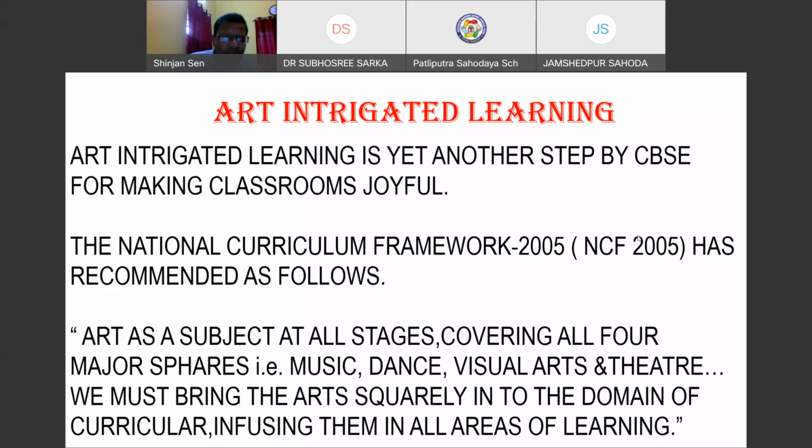What is it saying? NCF is saying that art as a subject at all stages, covering all four major spheres, that is music, dance, visual arts, and theater, and so on and so forth, we must bring the arts squarely into the domain of the curricular, infusing them in all areas of learning. Not only to a particular fixed area, we will infuse them, join them, inculcate them in all areas of learning. That is the recommendation from NCF 2005.